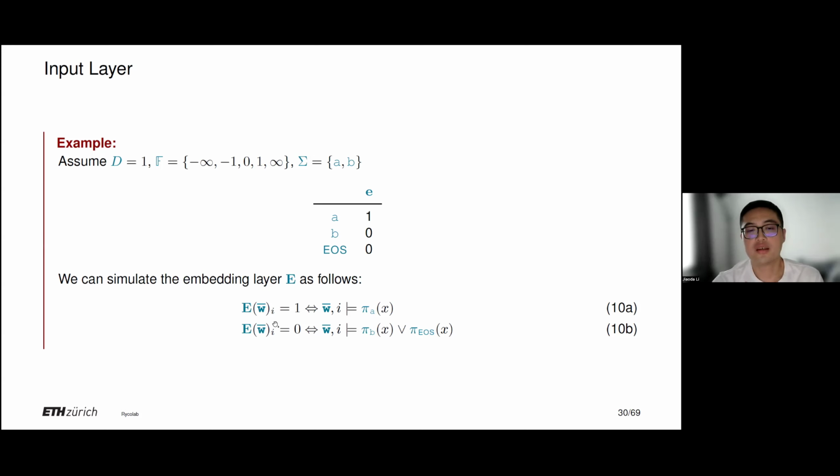E_i is equal to 1 if and only if the symbol at the ith position is A, because only A has an embedding of 1. Otherwise, it would be 0.